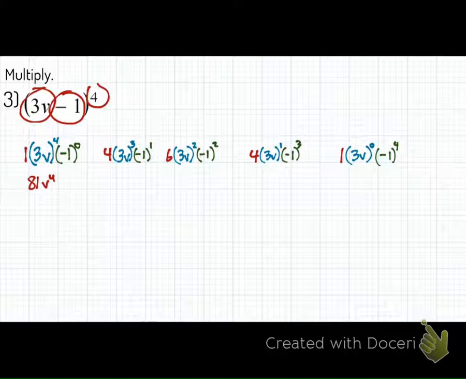We got -1 to the 1st is -1. What's -1 times 4? -4. So I'm going to keep that in the back of my head now. What's 3 to the 3rd? 27. Good. What's 27 times -4? -108. Good. Excellent. -108, and then we got v to the 3rd. Make sense?